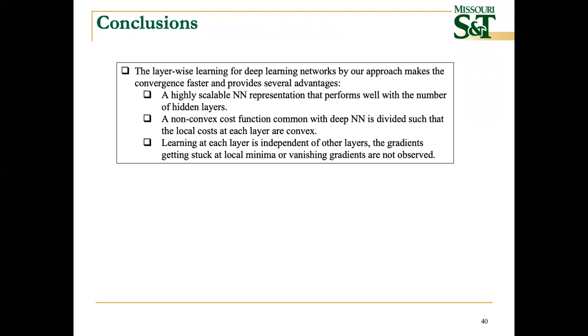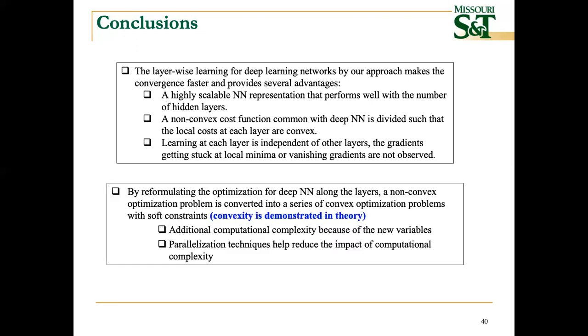Finally, we conclude that the layer-wise optimization approach that we proposed has several advantages. This highly scalable neural network approach splits the non-convex optimization problem into multiple optimization problems, each of them probably convex. The vanishing gradient problem doesn't exist anymore because the gradient in each optimization problem is only a function of one layer. Therefore, the number of layers does not impact the learning scheme. But the big drawback of this approach is that additional computational complexity is introduced because of these new variables, and parallelization techniques can reduce the impact of this complexity.